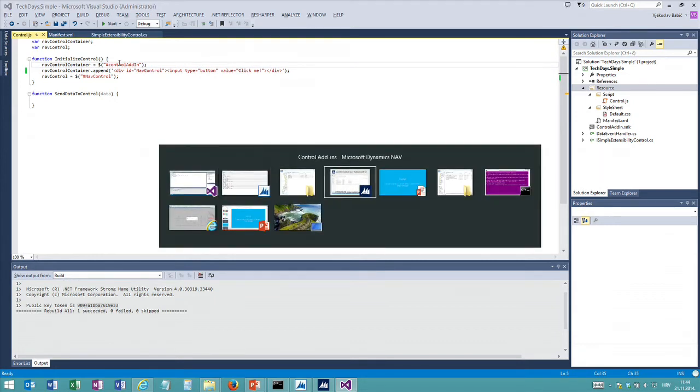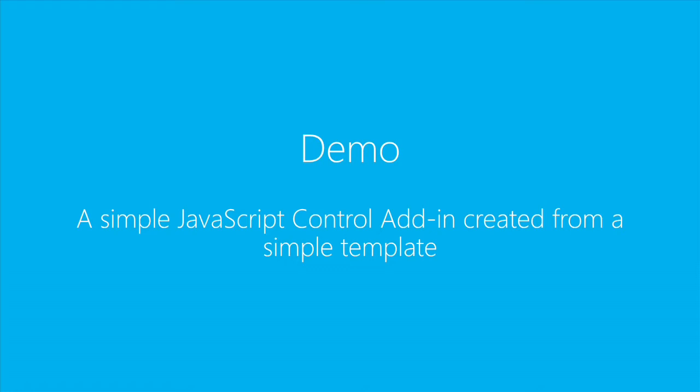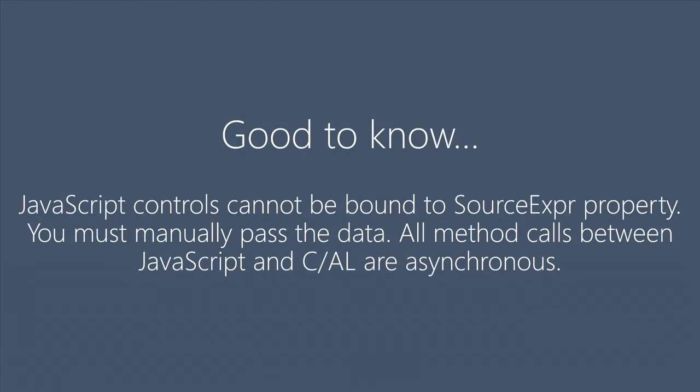So I'm not going to talk today about how to develop HTML, how to develop JavaScript, and how to develop CSS. I'm going to stay in the NAV backyard. So we're going to talk about interesting things of the framework itself. And those advanced demos you can just download later on. One thing which is important to know: you cannot bind the JavaScript control to a source expression. Or in fact, you can, but it will not do anything. In 2013 R2, it might crash the client. In 2015, it won't crash the client, but won't work either.